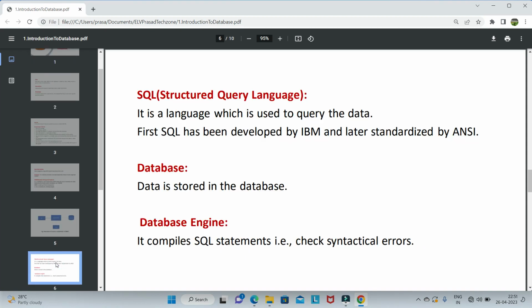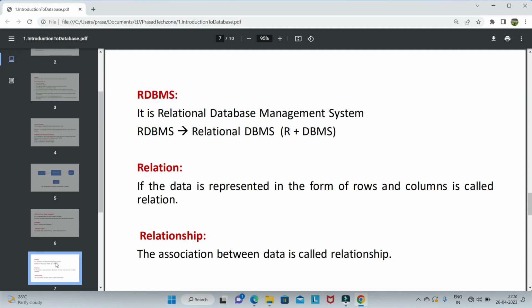What is SQL? Structured Query Language. It is used to query the data. SQL was developed initially by IBM, later standardized by ANSI. In the diagram, the database is where the data is stored, whereas the database engine compiles SQL statements and checks syntactical errors.